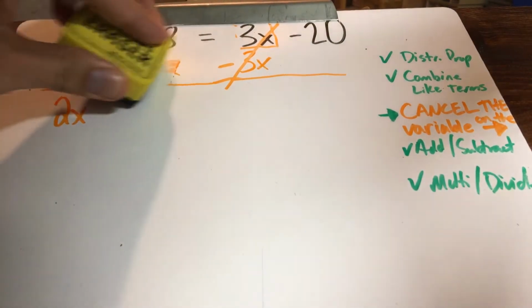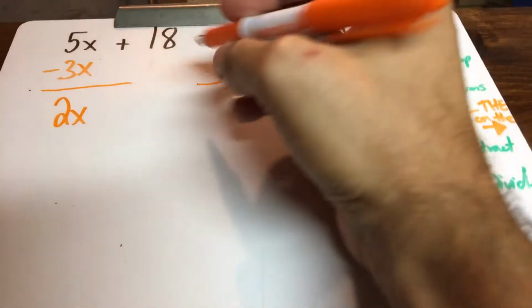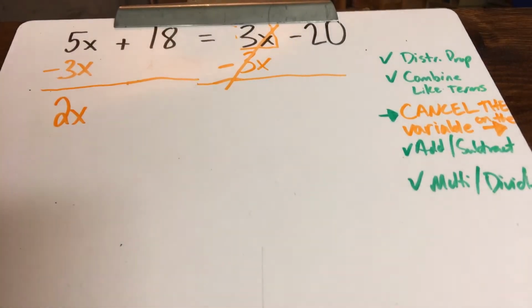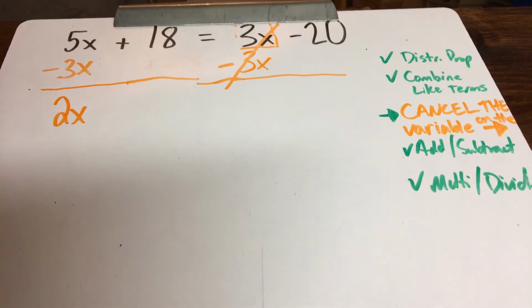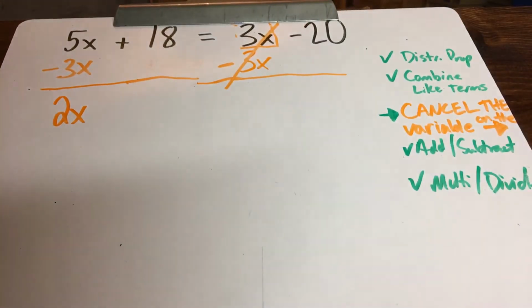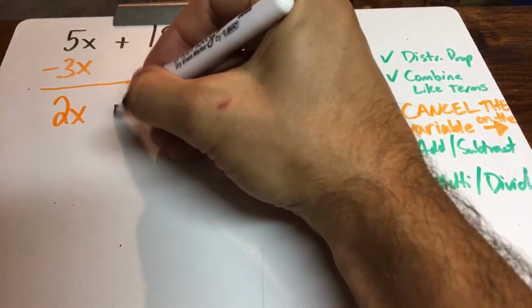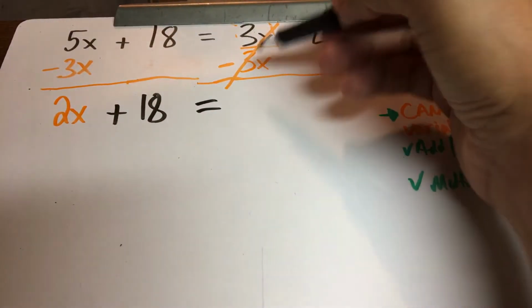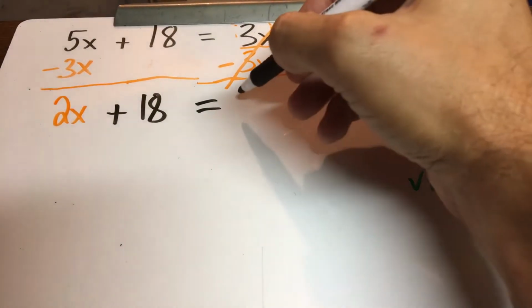Those are not able to be subtracted because they're not like terms. So I'm just going to drop down the rest of this. Let me get my black marker here to show you that it's the same problem, that I just haven't even touched it. The plus 18 is going to drop right down. The equal sign is going to drop right down. This is now 0, so 0 minus 20 is negative 20.